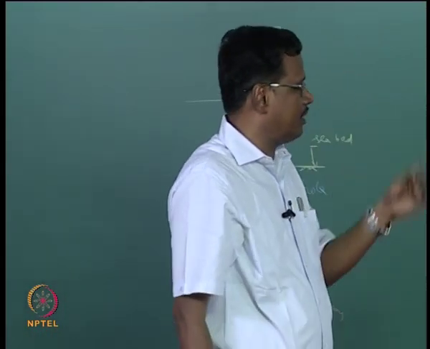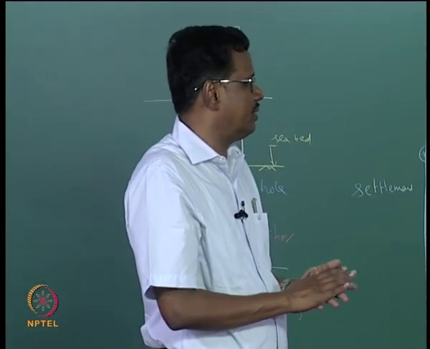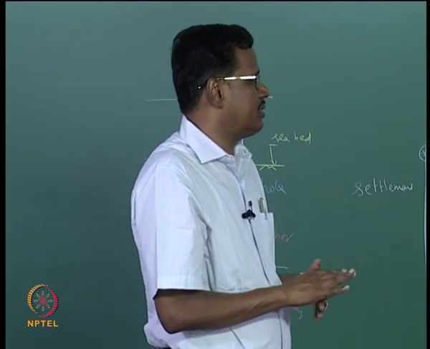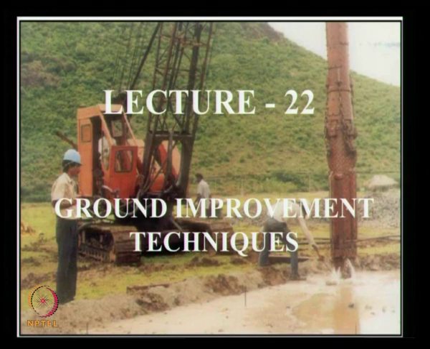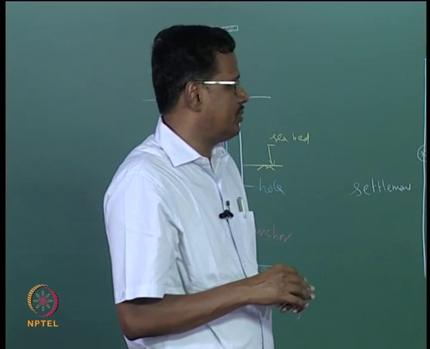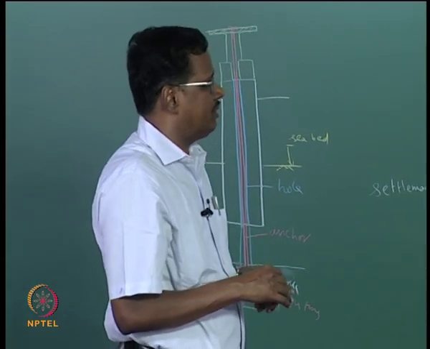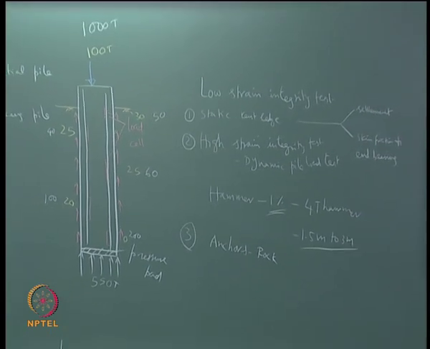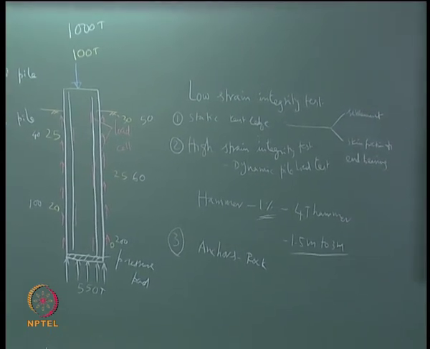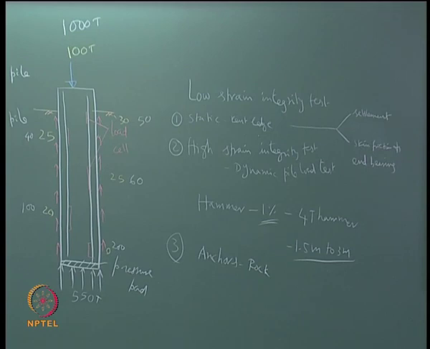So we have three methods. One is the static pile load test, where we have two variations of measurement, one is settlement, another is skin friction and end bearing. The second one is the high strain integrity test, which is called the dynamic pile load test, where you have to use a hammer which has a capacity of 1% of the test load that is to be done. Then we need some anchors if rock is available and do the test, something like this.